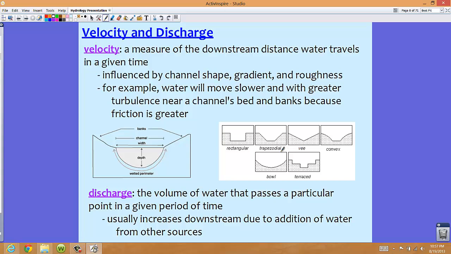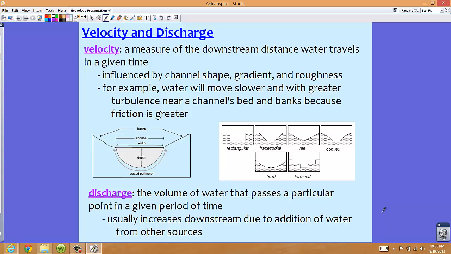Now we also are concerned with the discharge of a river. The discharge is the volume of water that passes a particular point in a given period of time. So how much water is passing through that river? If the river is fairly large, it's going to have a large amount of discharge. If it's a smaller river, maybe a tiny stream, you might get smaller amounts of water. So its discharge is going to be much smaller. Now, this usually increases as we go downstream due to the addition of water from other sources.